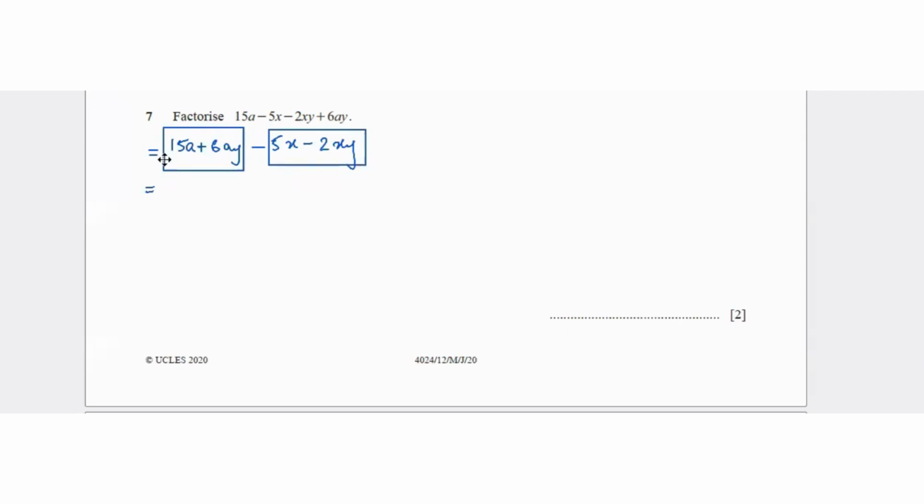First group, between 15a and 6ay, we have 3a common. So 3a brackets 5 plus 2y. And between 5x and minus 2xy, we have negative x common. So it's going to be 5 plus 2y. So between 3a and negative x, we have 5 plus 2y common. So in the other bracket, we will have 3a minus x. And that is your factorized form.